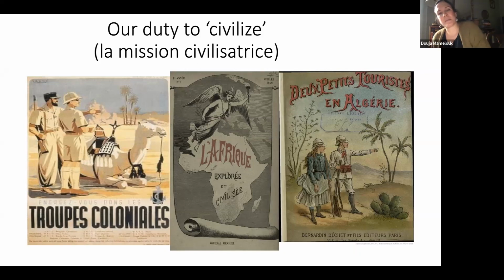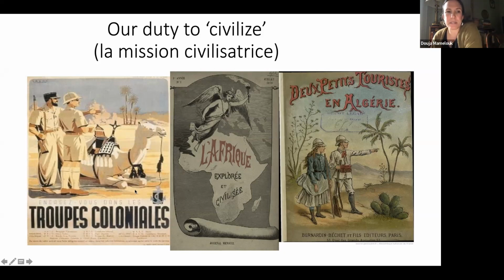Now, the civilizing mission. Mind you here, look at the images I chose. And here, these are the colonial troops. This is Africa with the Marianne looking over it, the symbol of French independence and freedom and democracy. And it says Africa explored and civilized. And then the one here says two little tourists in Algeria.